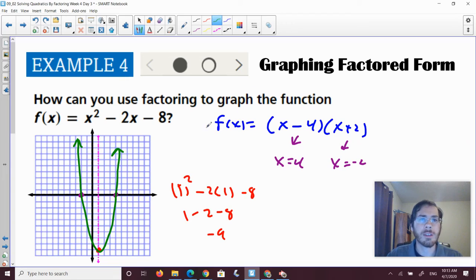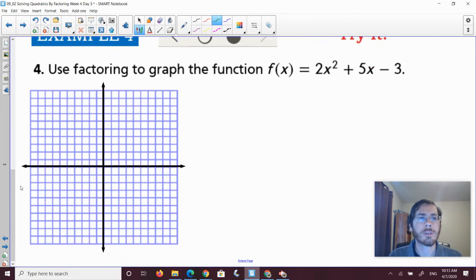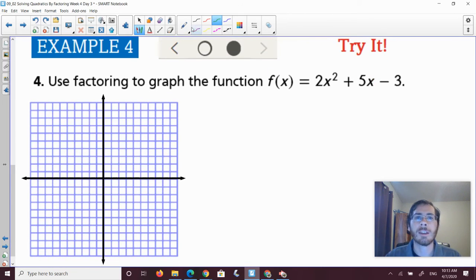We can also check, is the y-intercept 8? Yeah, if we wanted to, we could have used that. The graph wouldn't have looked as nice, but we could also do that because all you need is 3 points. All right, for the try it, same deal. We got to factor this one.